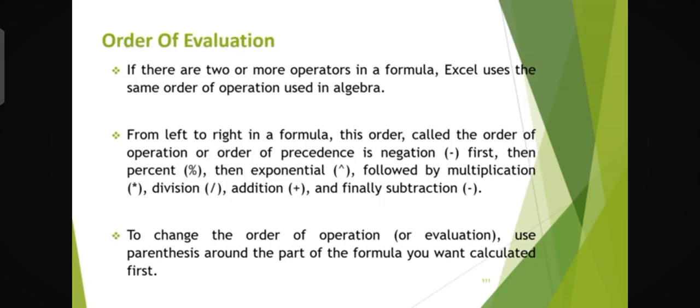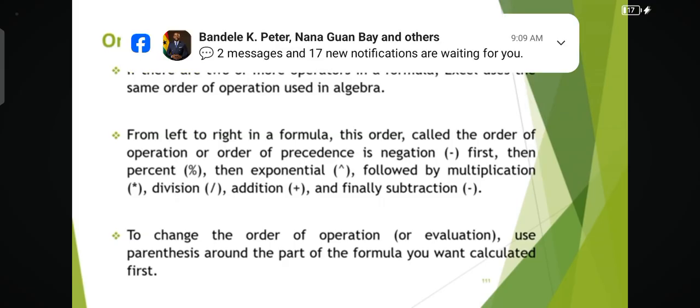So when you have an expression that contains all this, what you do is first look: do I have something that is meant for negation? Not something meant for minus, subtraction, but something meant for negation, which is a negative number. If we have that, we execute that first. After the negation, we look for percentage. If percentage is there, we do that. When we are done with that, we go to exponent, then from exponent to multiplication and division.